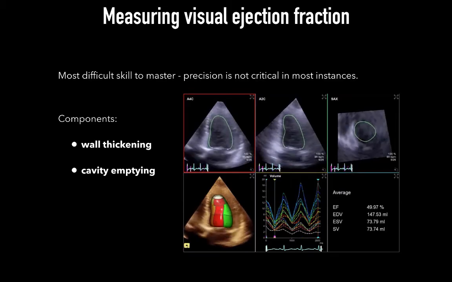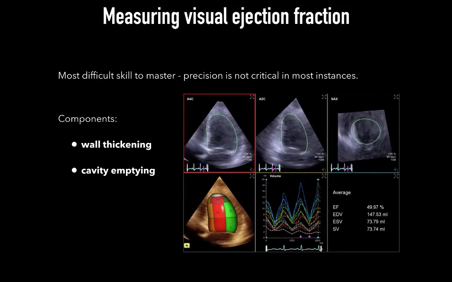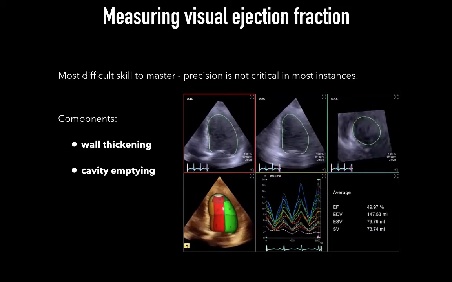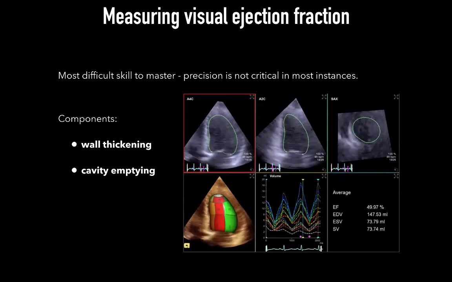The gold standard for LVEF assessment as of now is likely cardiac MRI, but that is also a complicated endeavor for most patients and definitely not applicable in most ICU patients. Visual EF was one of the first methods used and is well validated against other quantitative measures in trained individuals. Really, it's one of the earliest skills learned and latest to be mastered. However, for the purposes of our application, a precise estimate is not critical. Visual estimation relies on two major components, wall thickening and cavity emptying.